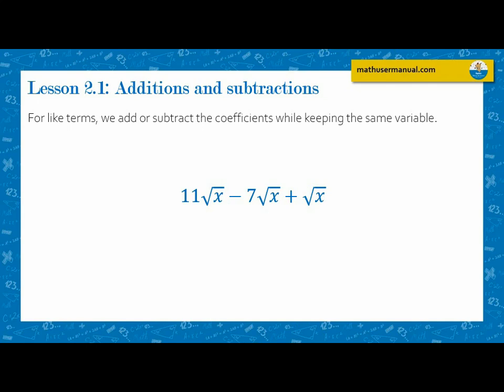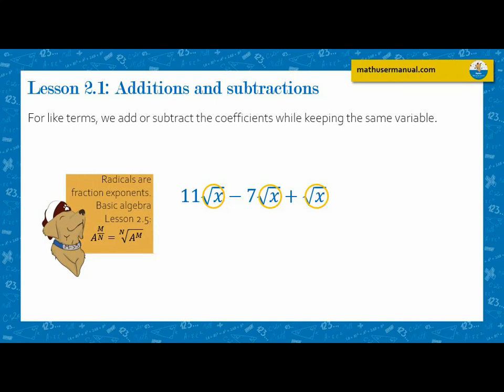What happens if we have, like in this case, radicals? Well, let's see what a radical actually is. They all have radical x, we know that. So are they like terms? Let's turn those radicals into exponents. Remember from lesson 2.5 of the course of basic algebra that we can turn fraction exponents into radical expressions. We did this in the video for basic algebra lesson 2.5. So we can turn all these radical x's into x's to the power of 1/2. And we can see now they all have the same variable, which is x, raised to the same power, which is 1/2. So yes, they are like terms.